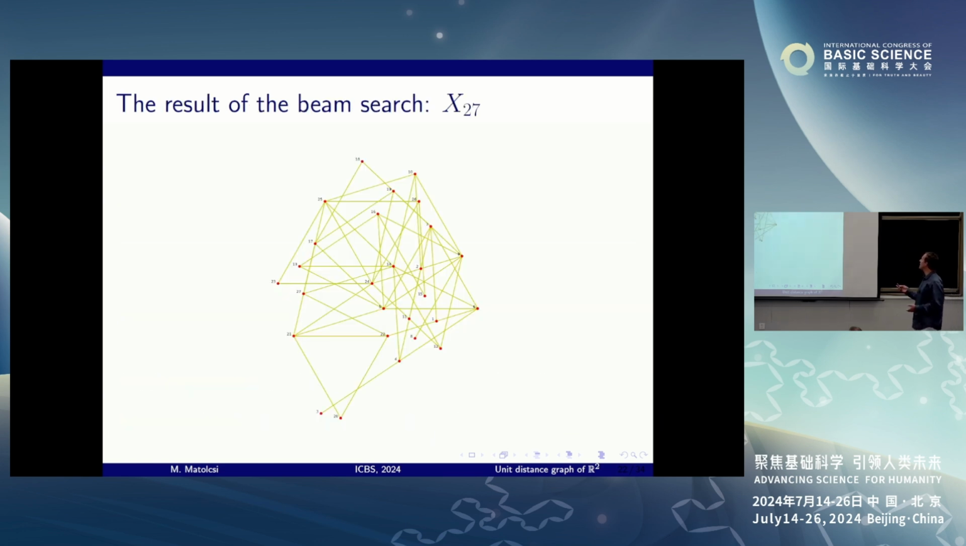So what's the result of the search? This is the graph on 27 vertices. It's not very revealing. It's a unit distance graph, and this has geometric fractional chromatic number exactly 4. Actually, if you calculate the fractional chromatic number without the geometrical constraint, it will just give you 3.5, no more than the Moser spindle. But with the geometric constraints, you actually hit 4.